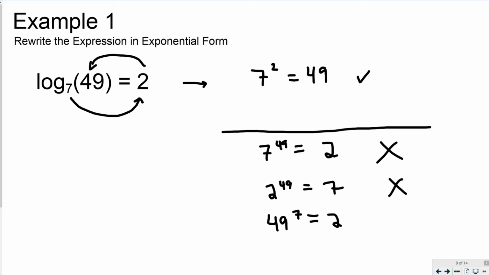Essentially, what I am telling you guys is put these into a calculator. 7 to the 49th power, that's not 2, okay? 2 to the 49th power, that is not 7. 49 to the 7th power, that is not 2. The equation that you get should absolutely make sense and be completely verifiable on your calculator. If you do it and then you check it and it's not true, you did something wrong. That's the reality check here.